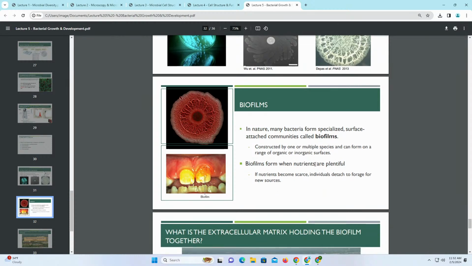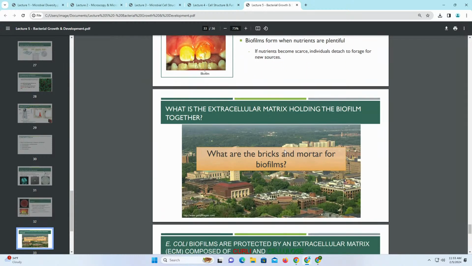But then when nutrients become scarce, they can start to detach and forage for new nutrients, and it falls apart. So they're constantly going between one and the other. Biofilms are good ways for bacteria to survive and not get killed by certain environmental stressors. But they also come in the form of plaque on teeth. If you don't brush your teeth often, all of the food and the carbohydrates is a source for these bacteria to attach to the surface, this mucosal surface, and form a biofilm. And so that's one way that they can present.